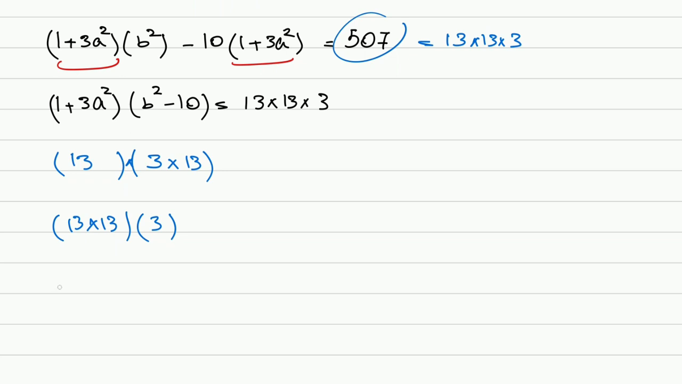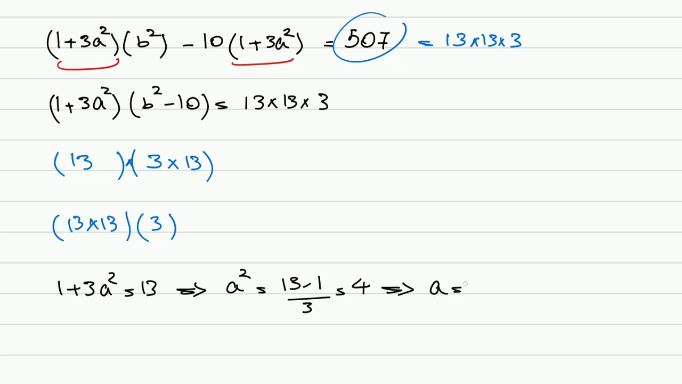The first case, 1 plus 3 times a squared equals 13 here. And that means a squared is 13 minus 1 over 3, that's 4. And a is only 2, not negative 2, because it's a natural number. And then we have b squared minus 10 equals 3 times 13, 39. And then b squared is 49 and b is 7.